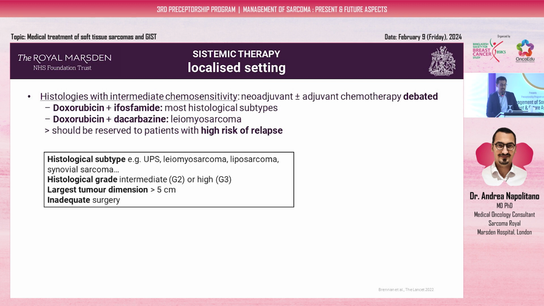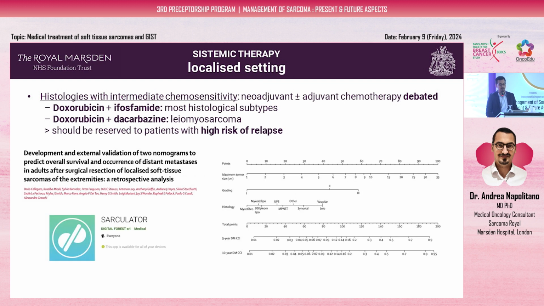And there are, as I said, histological subtypes more likely to benefit from chemotherapy. We know that high-grade tumors are more likely to benefit from adjuvant and neoadjuvant chemotherapy when the tumors are particularly big or when there is inadequate surgery. And one of the tools that's been validated in many series and is sometimes used and that you can easily use from your phone is the Circulator app.